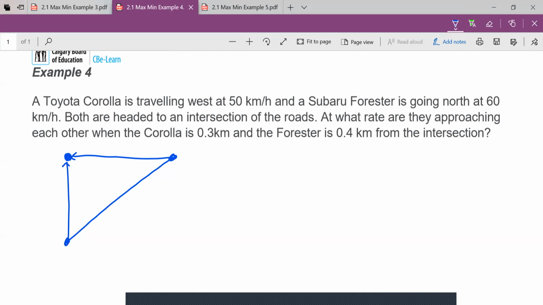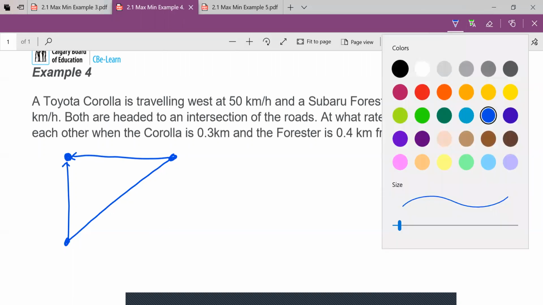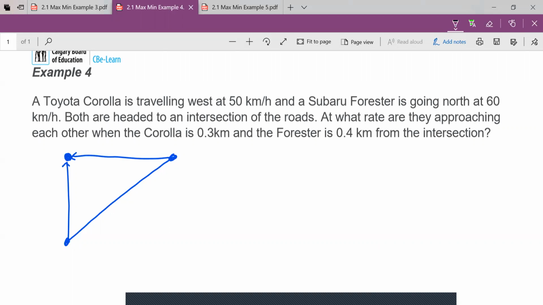So what I'm going to again do is label my things in terms of the Cartesian plane. I've got the Corolla coming this way. I'm going to call that X. This is the Forester, Y. And then the hypotenuse, you could call it H, but I like to just go X, Y, Z myself.